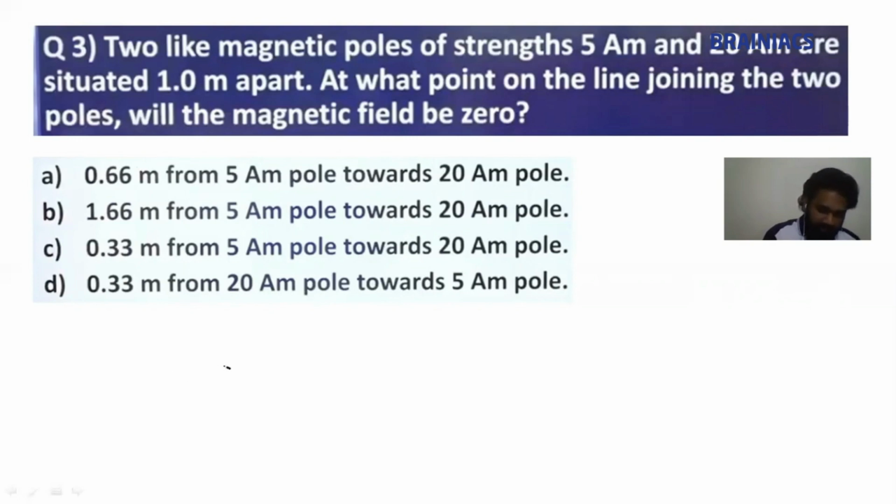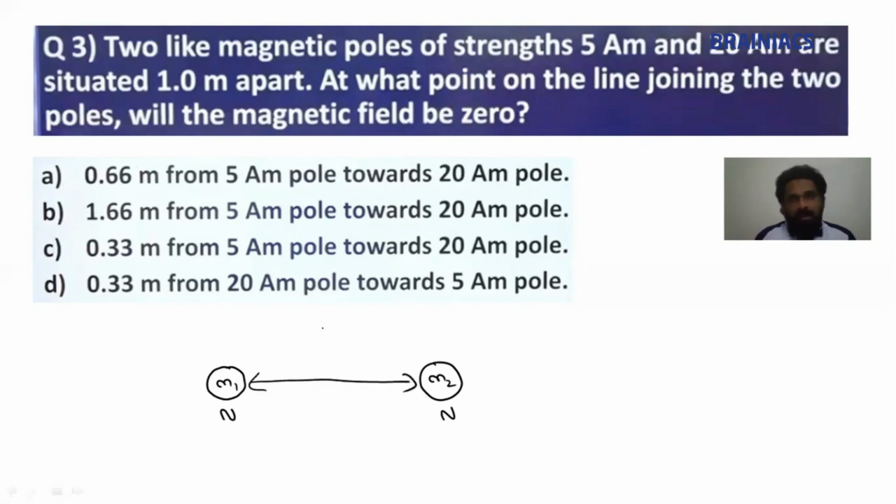They are of the same type, maybe north and north or south and south. So this is M1 and M2. Both are north and north, we will assume, and their strengths are given as 5 ampere meter and 20 ampere meter. They are separated like this, 1 meter apart. At what point on the line joining the two poles will the magnetic field be zero?